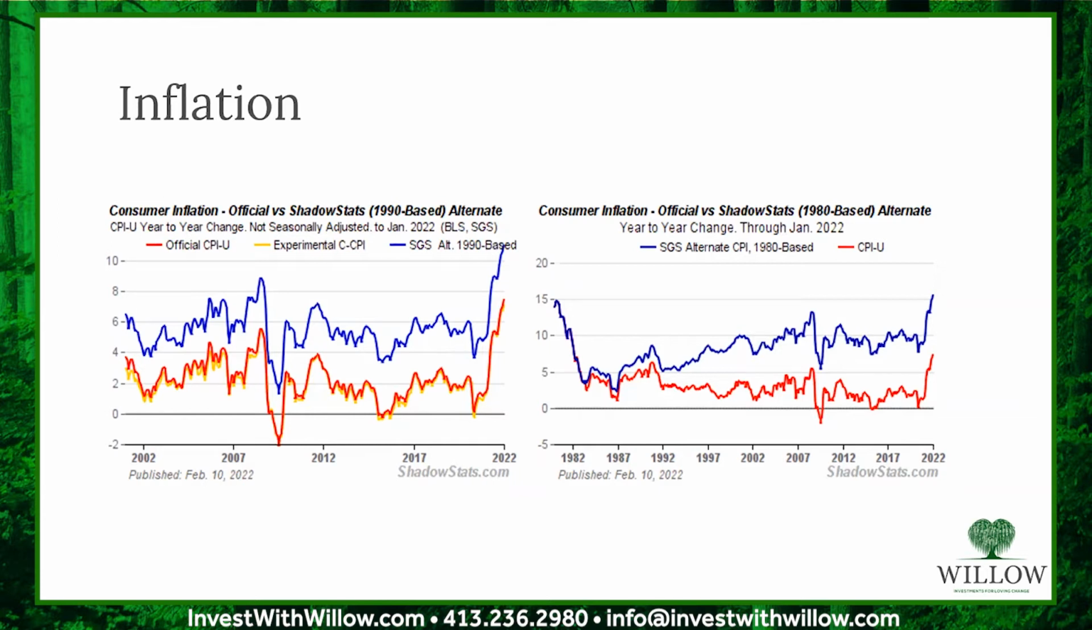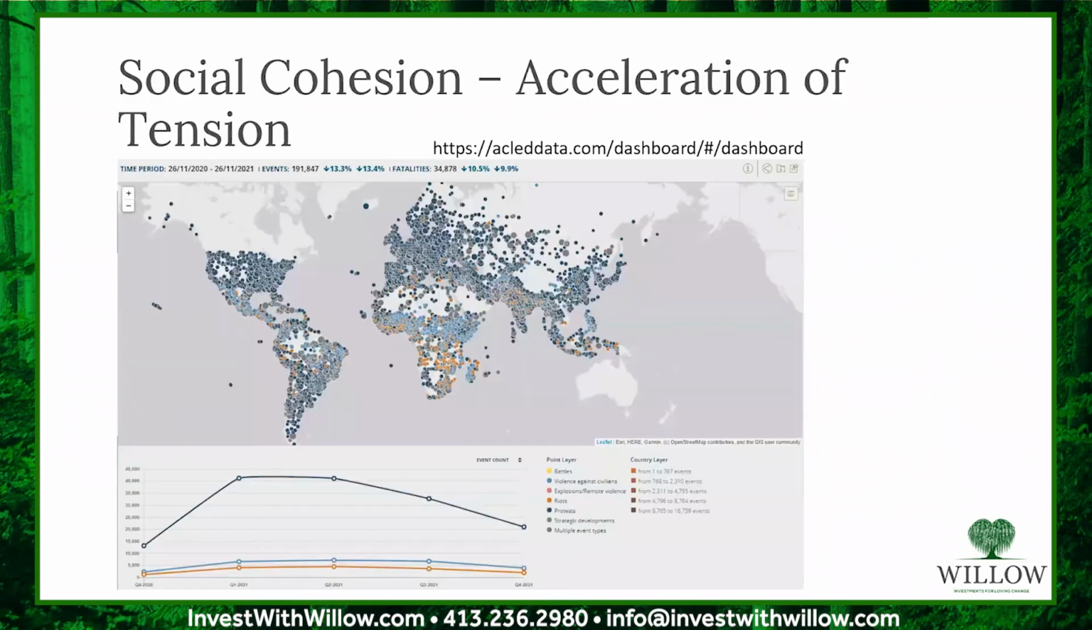So you could see these numbers here. What this shows is shadow statistics. This is their number of where inflation really is. They're saying it's somewhere in the high teens. I don't disagree.